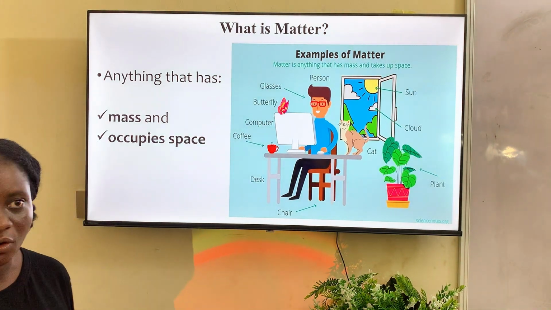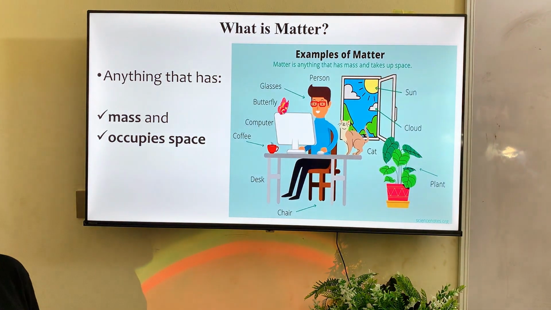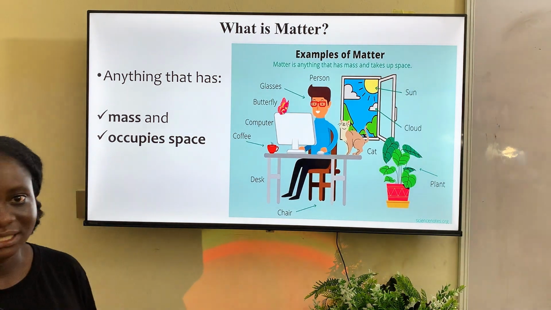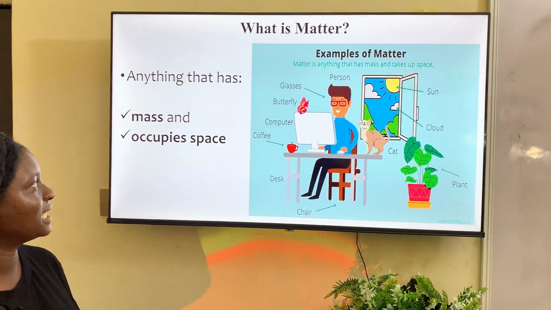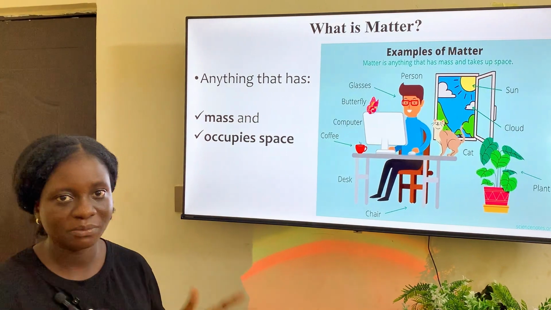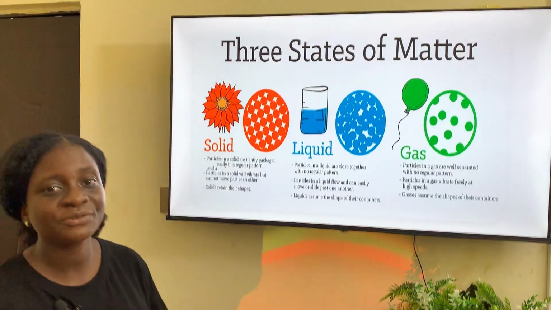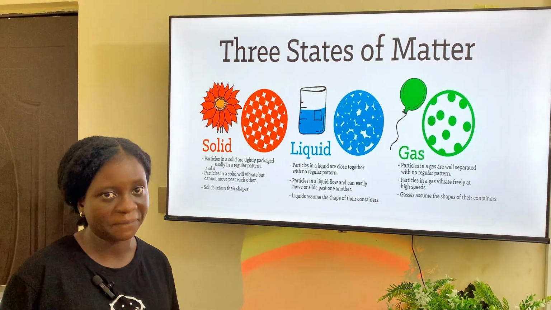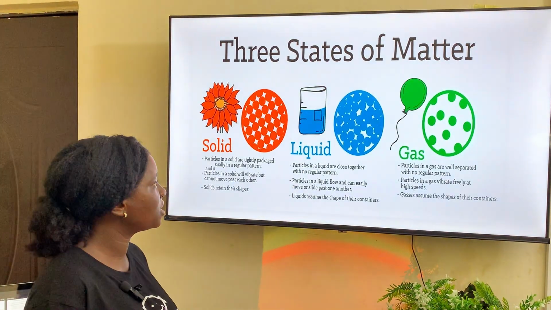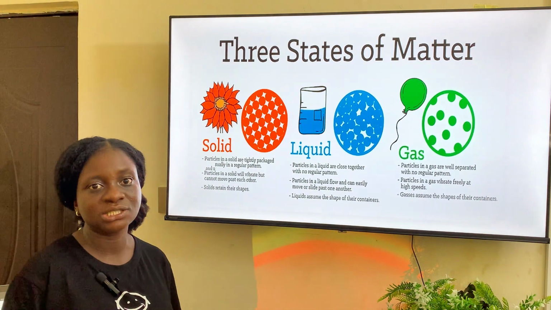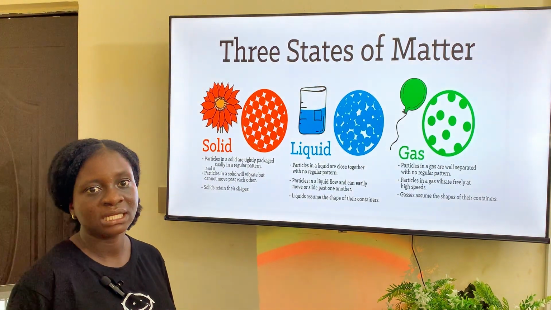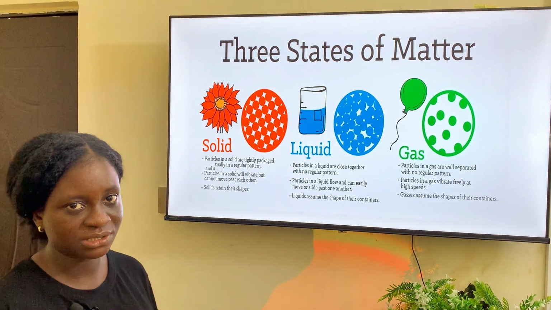Anything you can think of, a vehicle, a chair, a standing fan, just anything that has mass and occupies space. So moving on, there are three major states of matter, three known states of matter. So we have the solid state, we have the liquid state and the gaseous state.